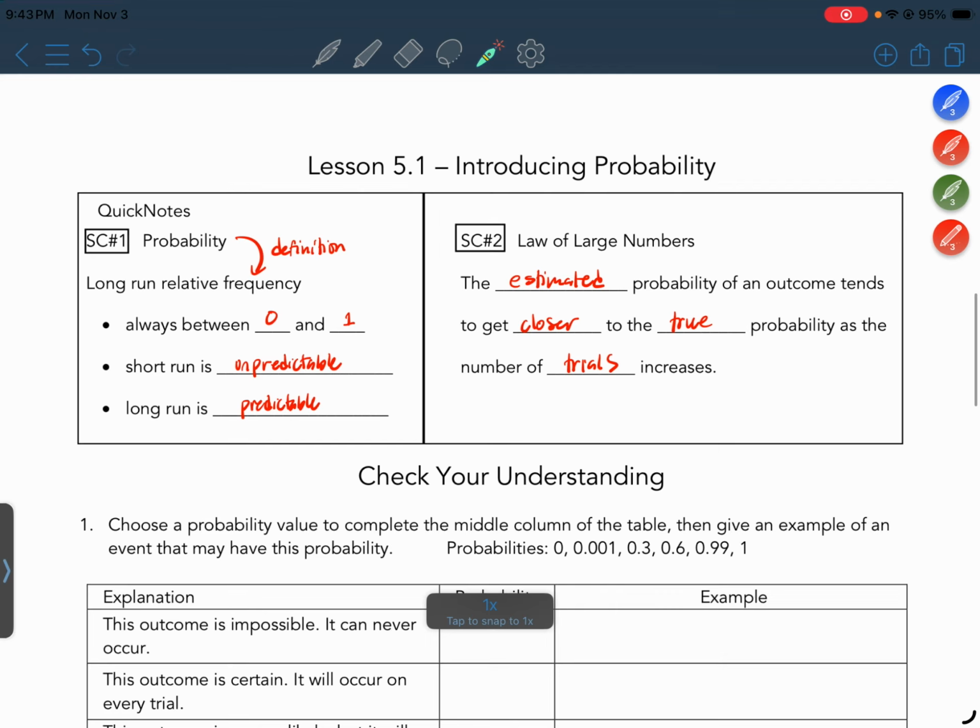Okay. Now, I'm going to suggest at this point that we do the check your understanding as homework, because you guys have a second activity that you're going to do in groups, and this one's going to take more time because you're going to do some simulations and make a poster.